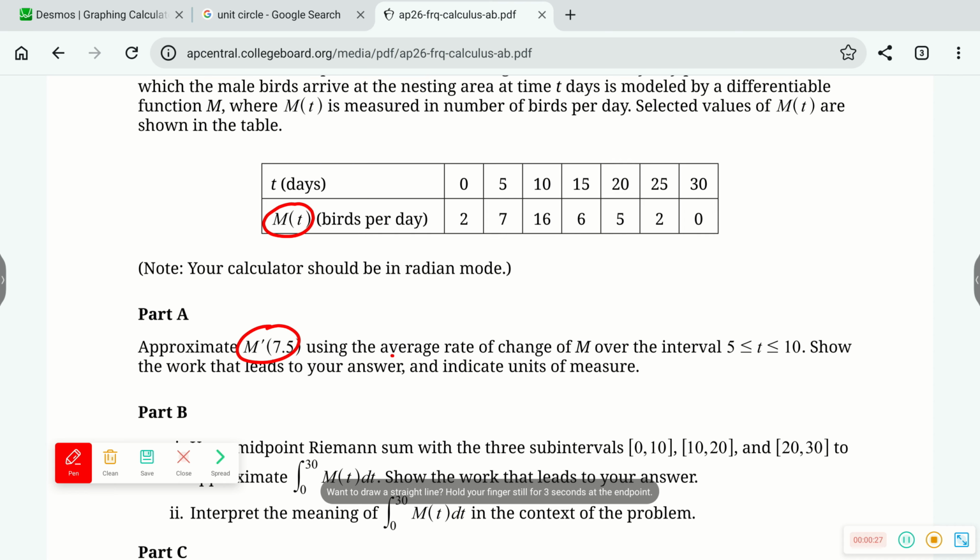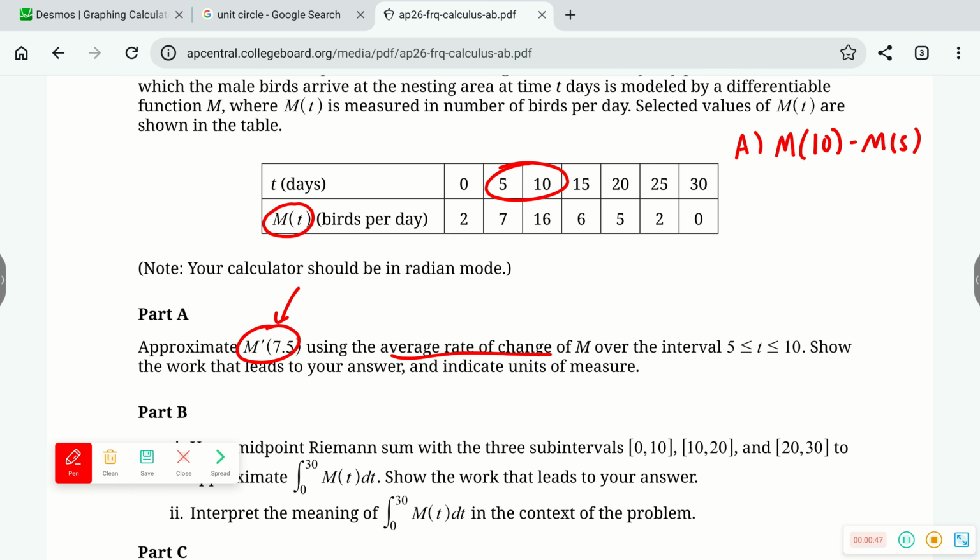All right, so the average rate of change of M. This is the instantaneous rate of change, and the average rate of change can approximate it. So we need 7.5, which is halfway between those two. For part A, we're just going to say M of 10 minus M of 5. Why 10 and 5? Because 7.5 is halfway between. So M of 10 is 16 minus 7 over 5, 9 over 5.